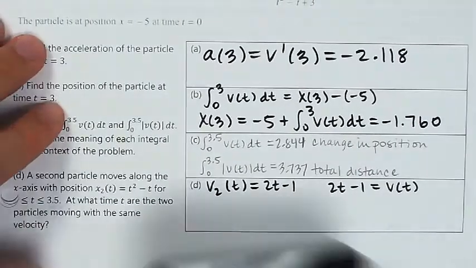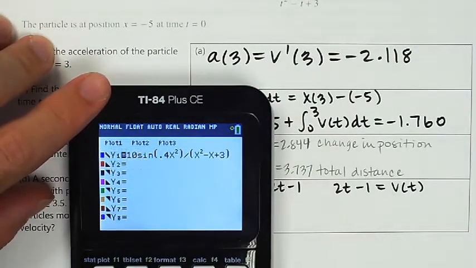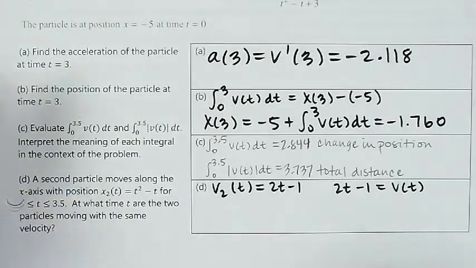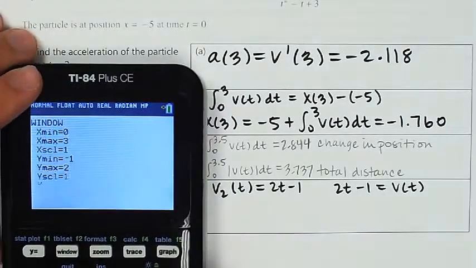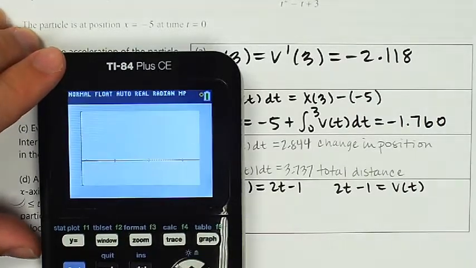So I'm going to go over here, and I've got this in y1. In y2, I'm going to put 2t minus 1. They told me that I should only care about t between 0 and 3.5, and you can't see it because there's a hole punch, but there was a 0 there. And so I'm going to set the window to 0 to 3.5. I'm going to graph the thing.